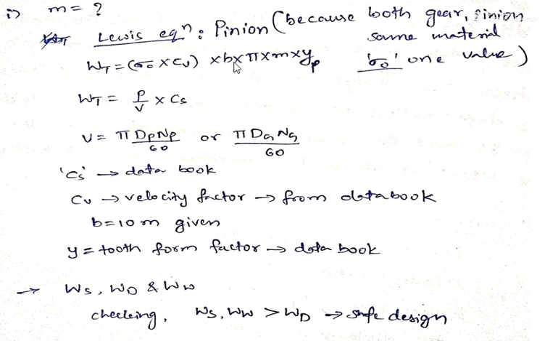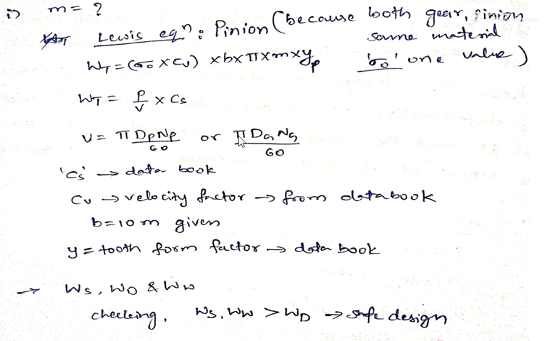And here, if you see B, we will substitute it in the form of module, which is given in the question, and Yp we will take from the data book. We will simplify this to calculate module, and after finding module we can find face width and number of teeth. Then we check the gear for dynamic and wear load, which means we have to find the static tooth load, dynamic tooth load and wear tooth load of the gear. We have to see that the static and wear tooth loads must be greater than the dynamic load for a safe design. So, this is the procedure we are going to follow here.